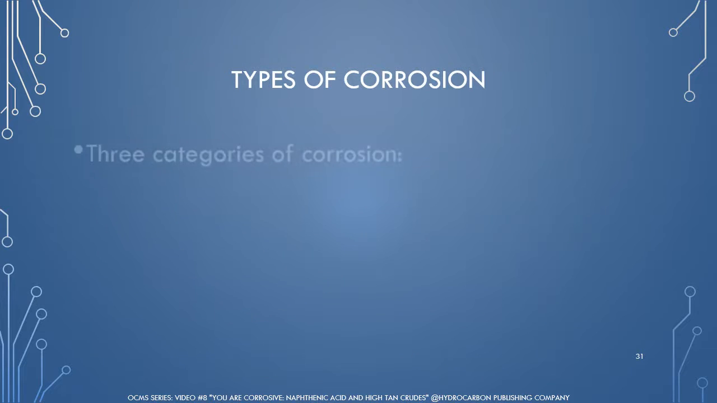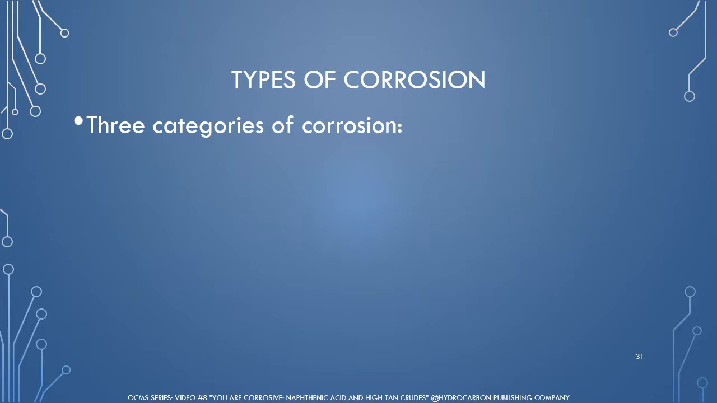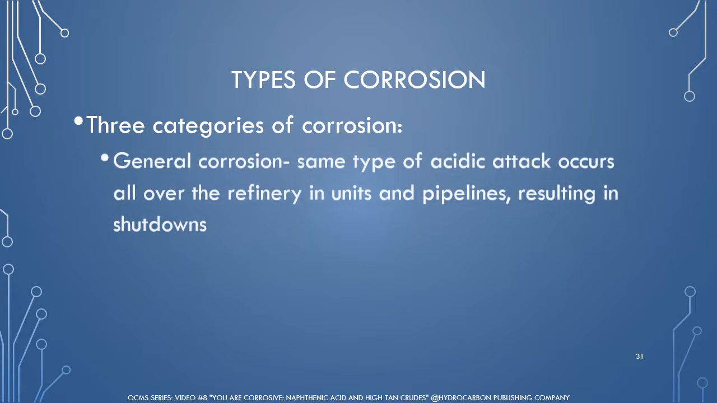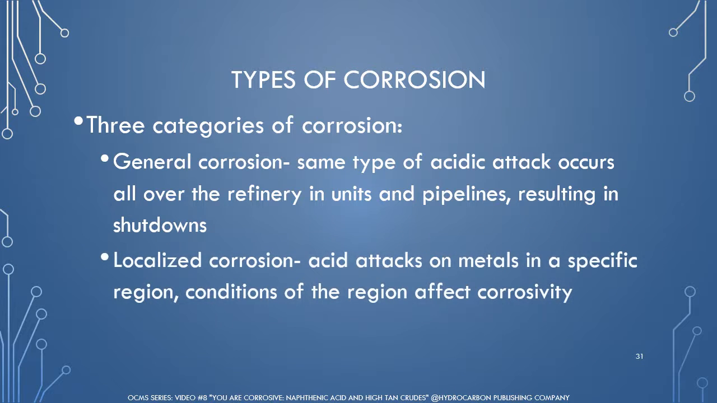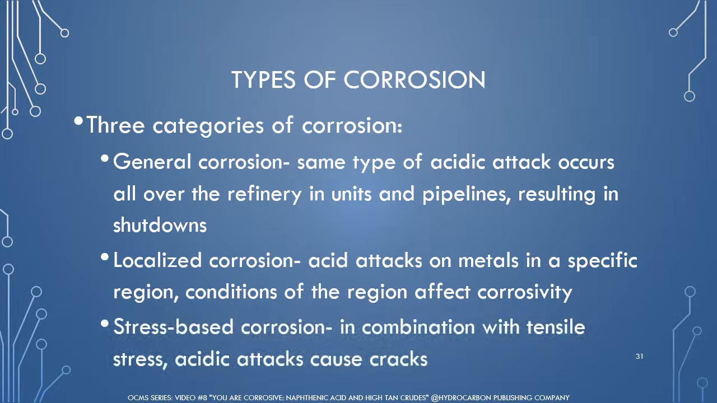There are three categories of acid corrosion in refineries. In general corrosion, the same type of acidic attack occurs all over the refinery in units and pipelines. This type of corrosion results in shutdowns. Localized corrosion occurs in a specific location in the refinery, and the nature of the corrosion is affected by the conditions in that location. Stress-based corrosion technically does not involve a corrosion process but instead involves a combination of acidic attacks and stress that create cracks in metals.